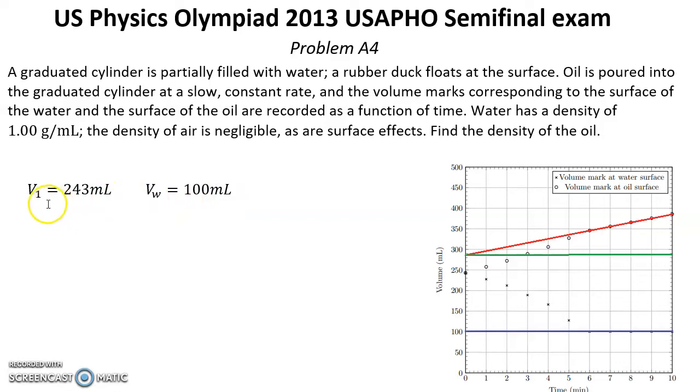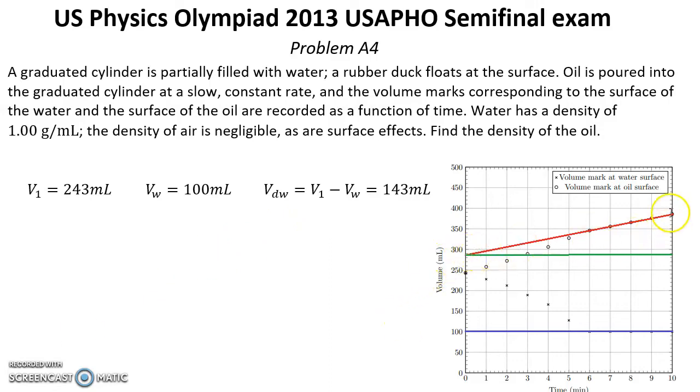And we can subtract from V1 VW, that will be VdW, the volume of water displaced by a rubber duck, which is 143 milliliters. This is how this duck completely floats in water.